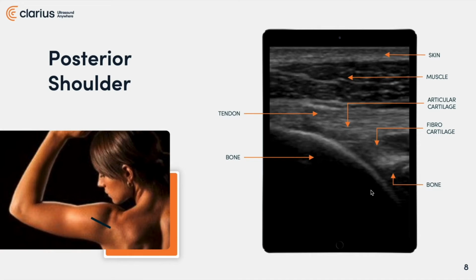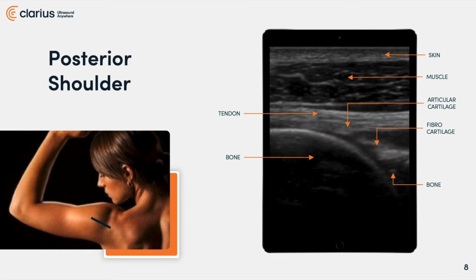And this fibrocartilaginous triangle is the labrum. So we are able to see the structures of the back of the shoulder at a greater clarity than an MRI tomograph. But that's not even the half of it.